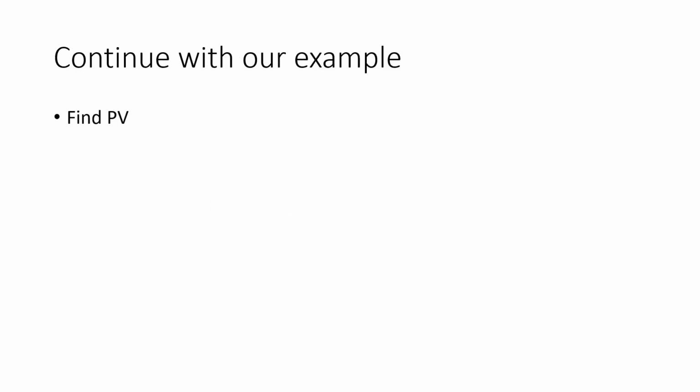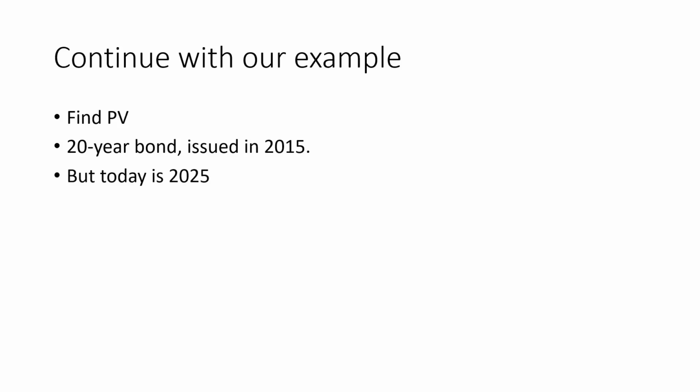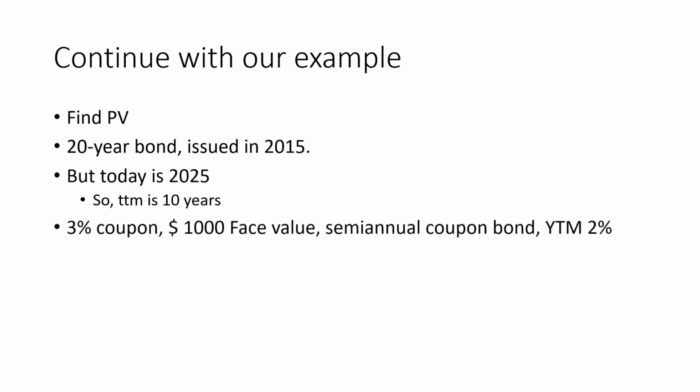So let's continue with our example. To find out the present value of a 20-year bond issued in 2015, but today is 2025 and it will be maturing in 2035. So the time to maturity is 10 years, and the coupon is 3%. The face value is $1,000. This bond is now a semi-annual coupon bond, and the yield to maturity is still 2%. What is the price today is what our conundrum is.